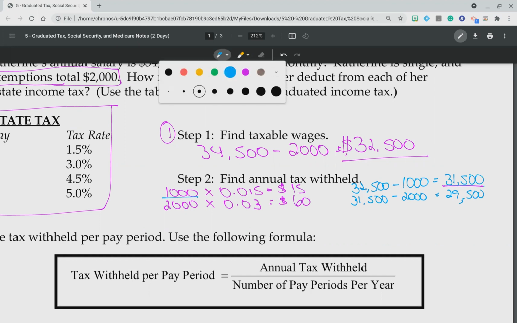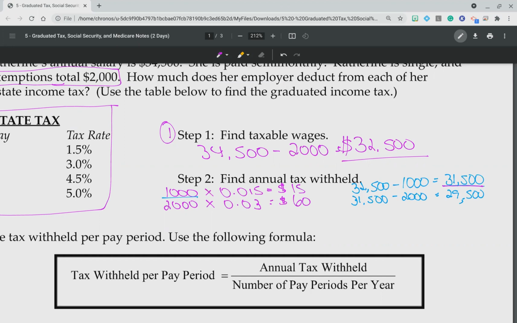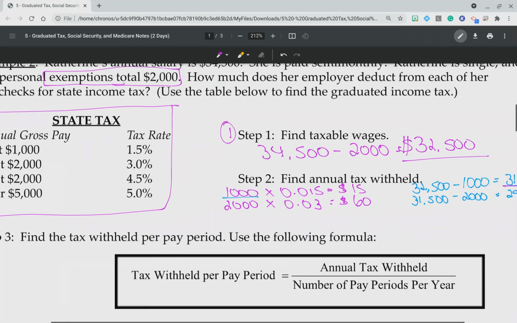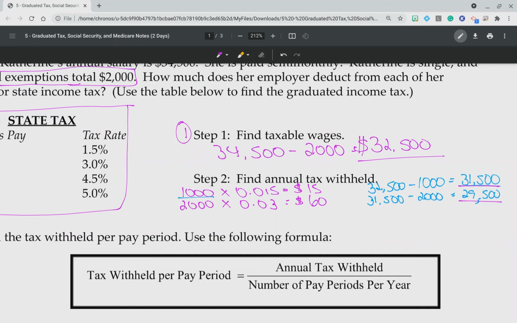All right, so then our graduated tax table says on the next $2,000, tax at 4.5%. Well, again, I'm way over $2,000. So on the next $2,000, I'm going to pay 0.045 in taxes, which if I type that in my calculator, I get $90.